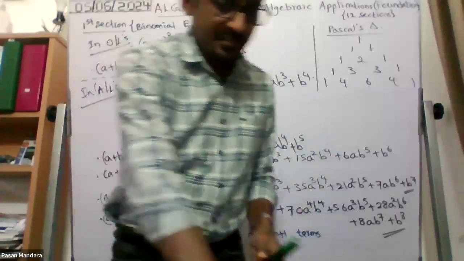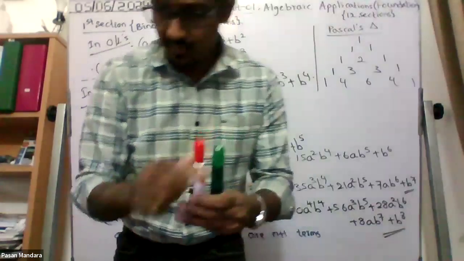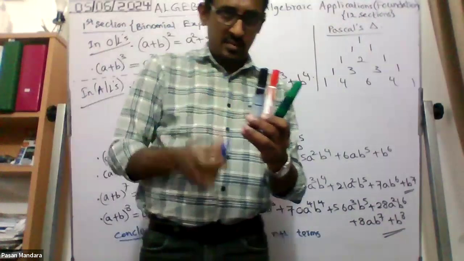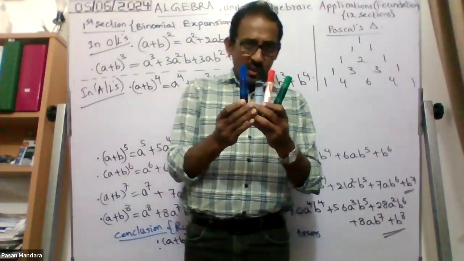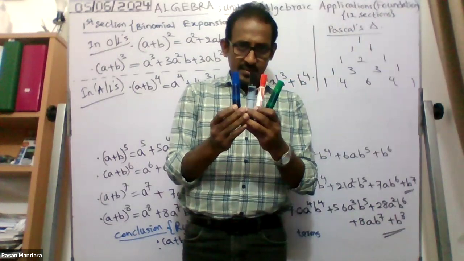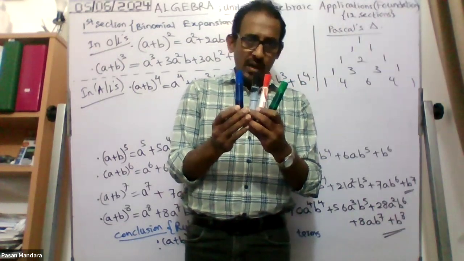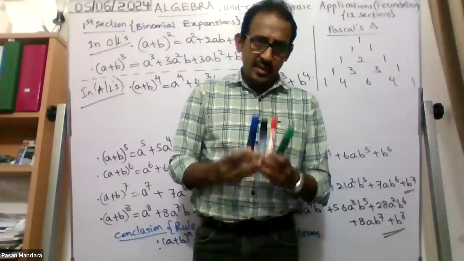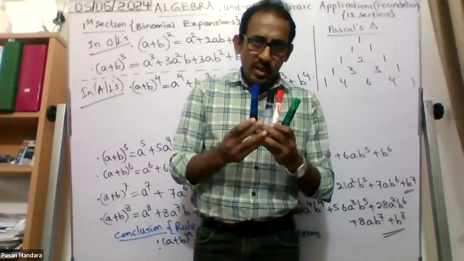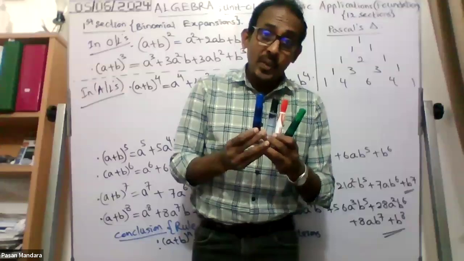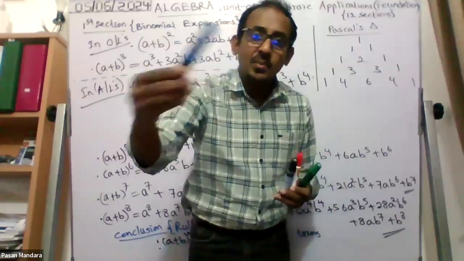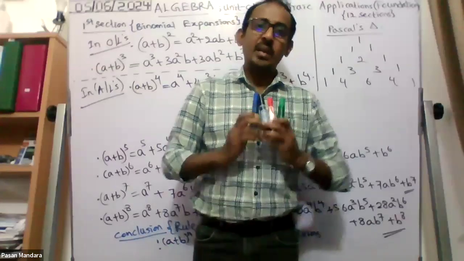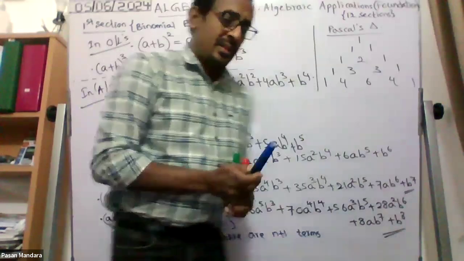Now take how many colors you can see? 4. 4 colors. There are 4 distinct items, students. There are 5 ways. That's why n+1 terms. With 4 distinct items, there are 5 ways of taking. One is not taking anything.